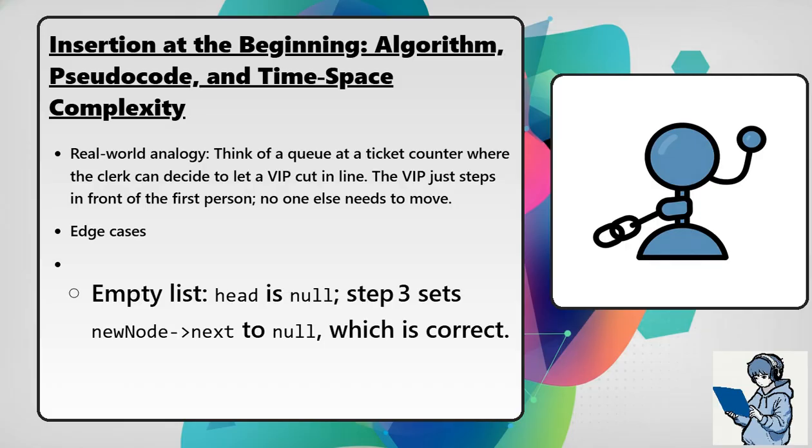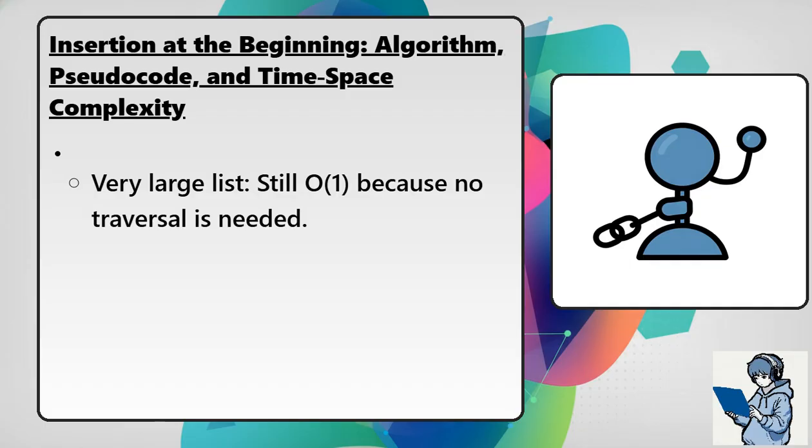Edge cases. Empty list: head is null. Step 3 sets newNode next to null, which is correct. Very large list: still O(1) because no traversal is needed.